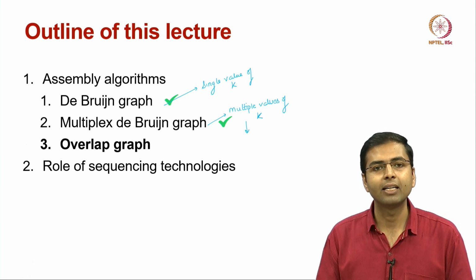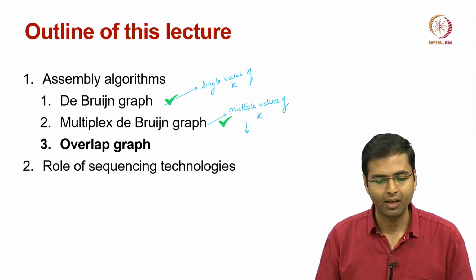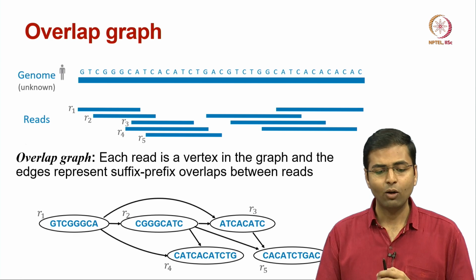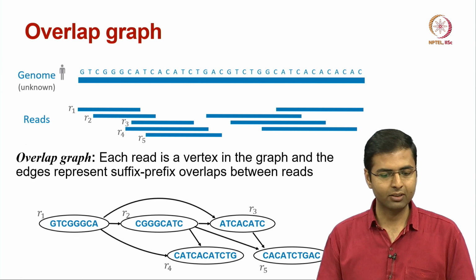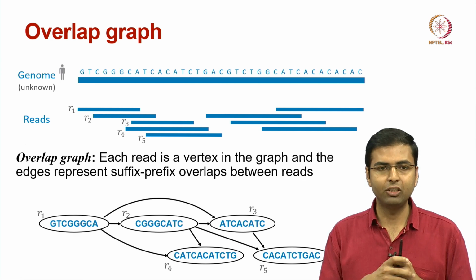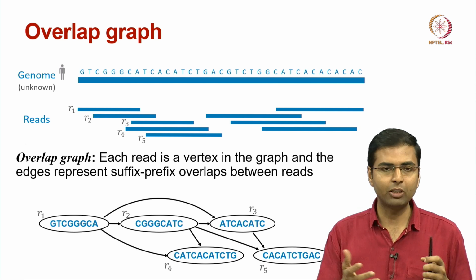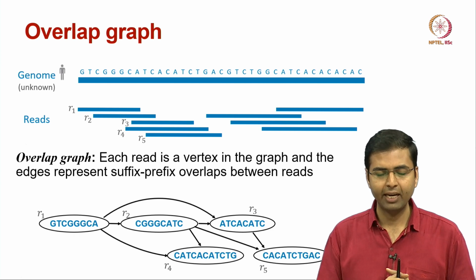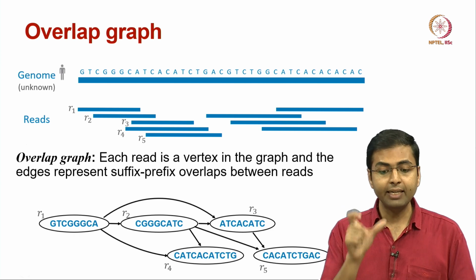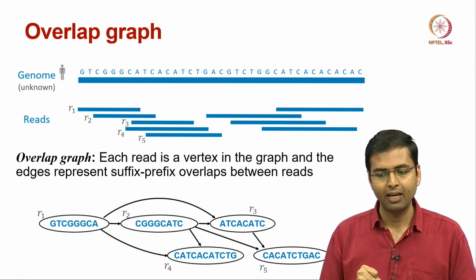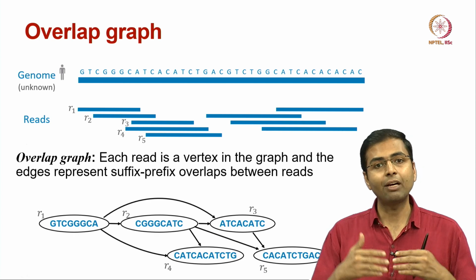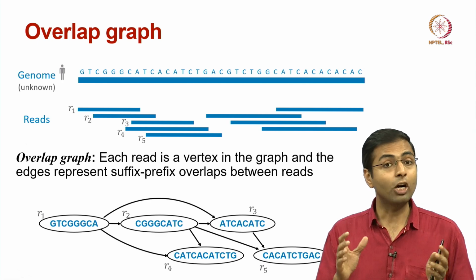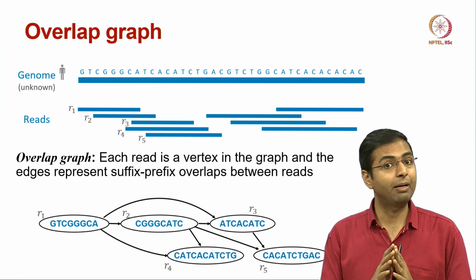Okay. So, that completes the discussion of multiplex De Bruijn graphs, and let us move to the third method for solving genome assembly, that is using overlap graphs. Okay. So, now what are overlap graphs? Well, overlap graphs work differently than De Bruijn graphs. So, again imagine that you have a genome sequence and you sample reads from the genome sequence. The overlap graph is defined as follows. Here each read is a vertex in the graph and the edges represent suffix prefix overlaps between reads. That is, we are not breaking reads into k-mers now. So, there is no k parameter involved.